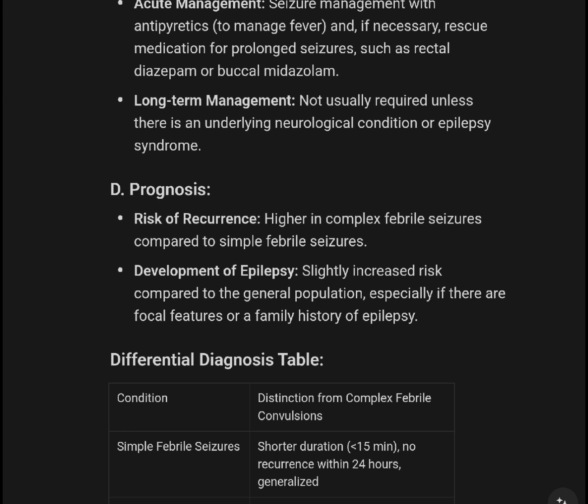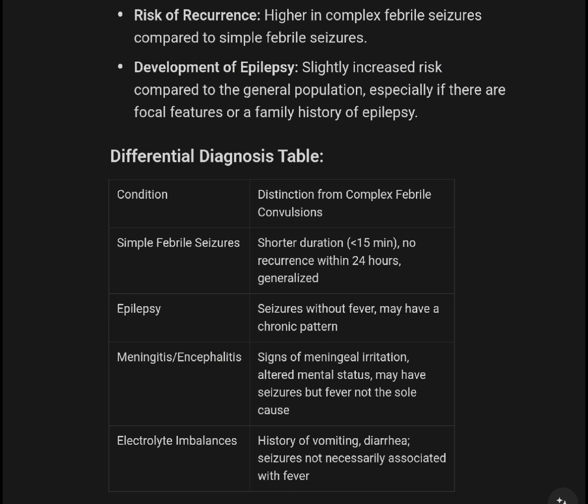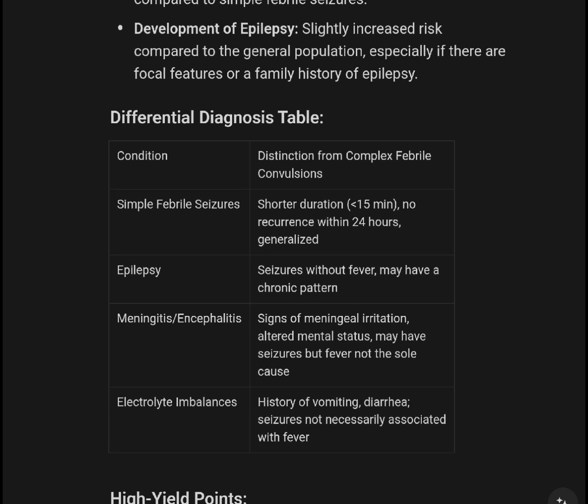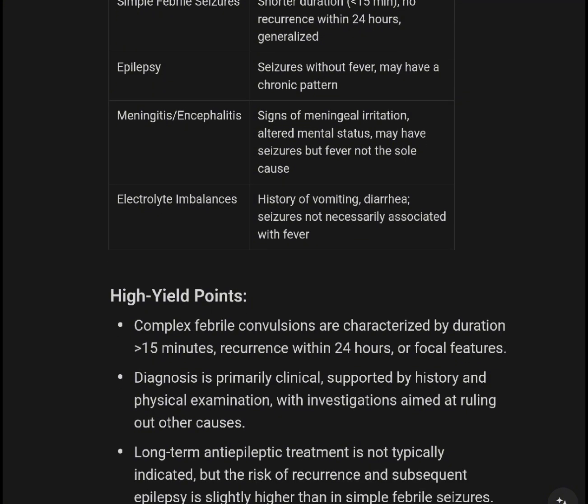Prognosis: risk of recurrence is higher in a complex febrile seizure compared to a simple febrile seizure. Development of epilepsy has a slightly increased risk compared to the general population, especially if there are focal features or family history of epilepsy. So the differential diagnosis table. Simple febrile seizures: shorter duration, under 15 minutes, no recurrence within 24 hours, generalized. Epilepsy: a seizure without fever, may have a chronic pattern. Meningitis, encephalitis: meningeal irritation or altered mental status may have seizure, but fever is not the sole cause. Electrolyte imbalance: history of vomiting, diarrhea. Seizures not necessarily associated with fever.